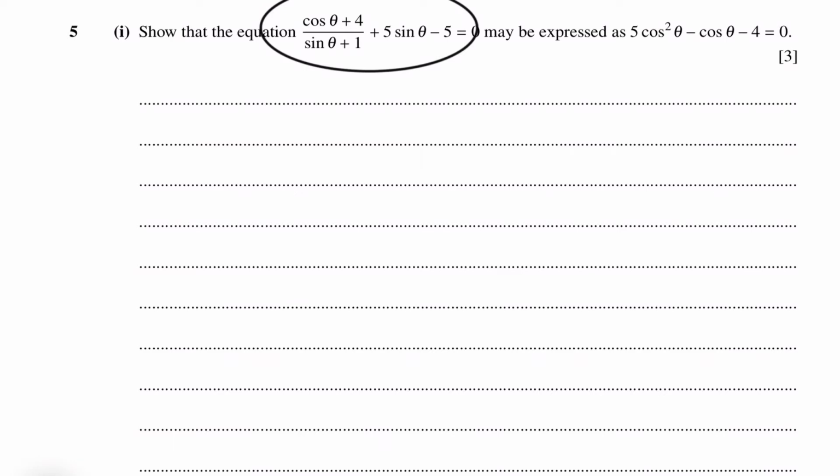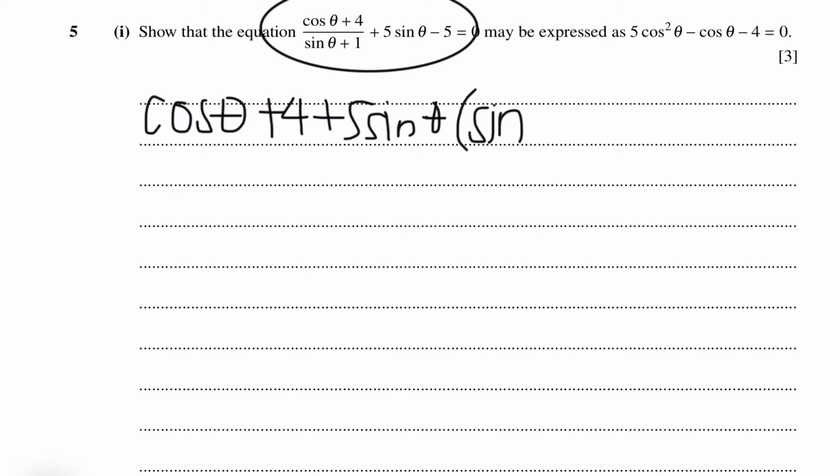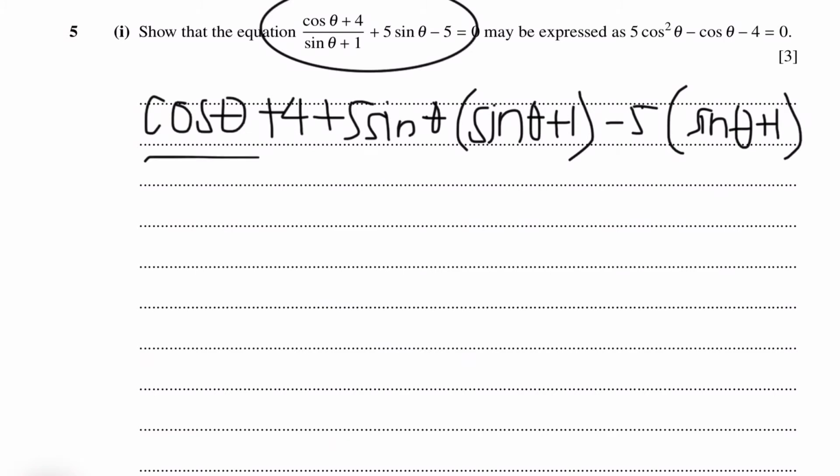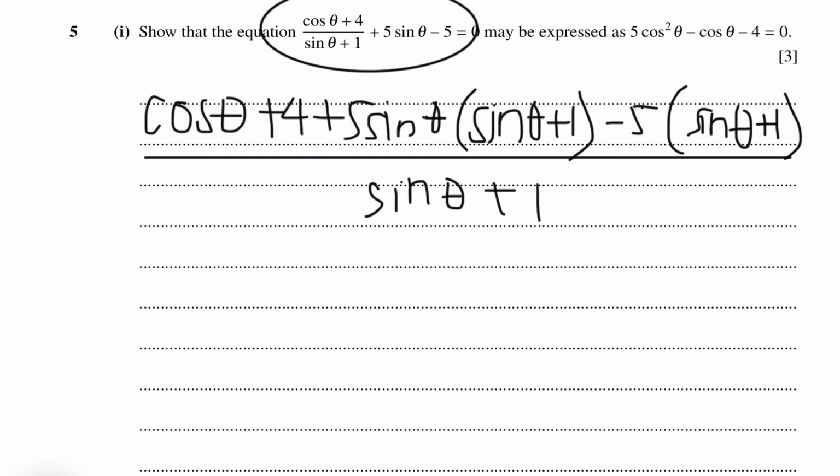So I can just write cos theta plus 4 plus 5 sine theta multiplied by sine theta plus 1, minus 5 multiplied by sine theta plus 1, divided by sine theta plus 1, is equal to 0. Now I will multiply everything with sine theta plus 1.